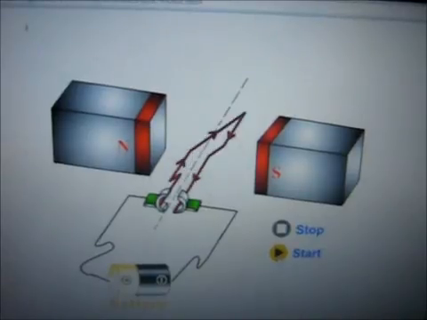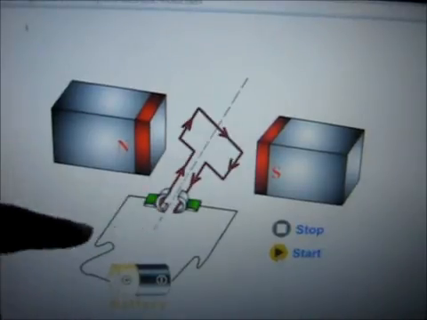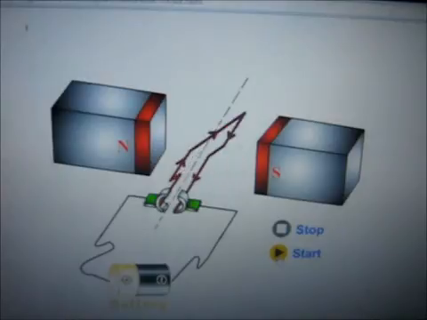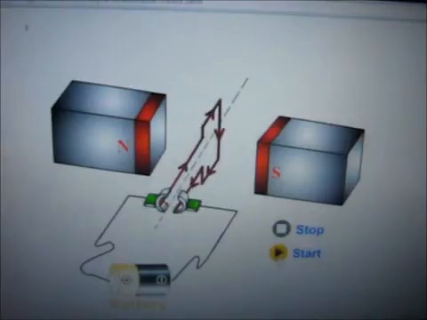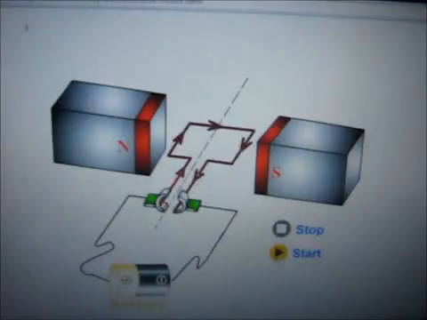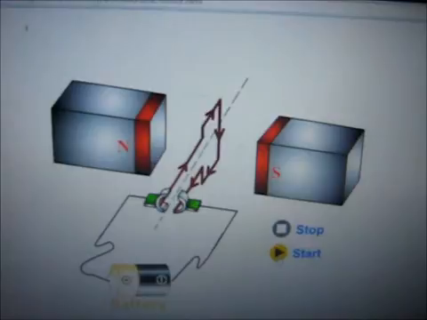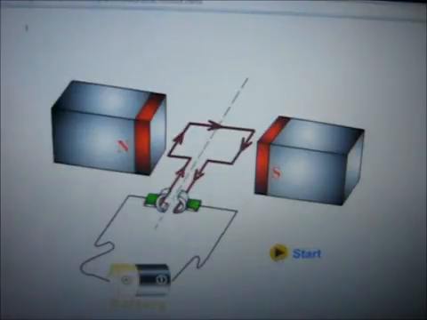As you can see, as the current moves through the commutator into the coil, it catches the magnetic field, that is a north to south pole magnetic field, and it experiences a force. The force is given by F equals BIL, and hence Fleming's left hand rule gives the direction of the motion.